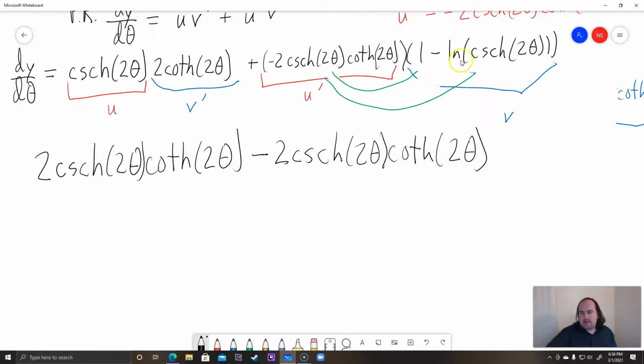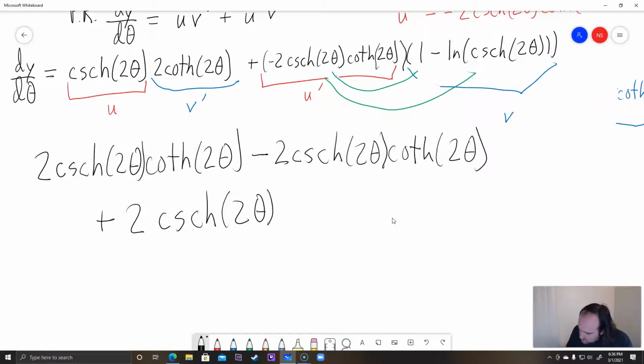And then distributing it to the second term, the minuses are going to cancel. So for the second term, we're going to have positive 2 cosec of 2 theta coth of 2 theta times natural log of cosec of 2 theta. Whew, that's hard. Okay. So I'm just going to write that down below here. So we're going to have plus 2 cosec of 2 theta coth of 2 theta times ln of cosec of 2 theta.